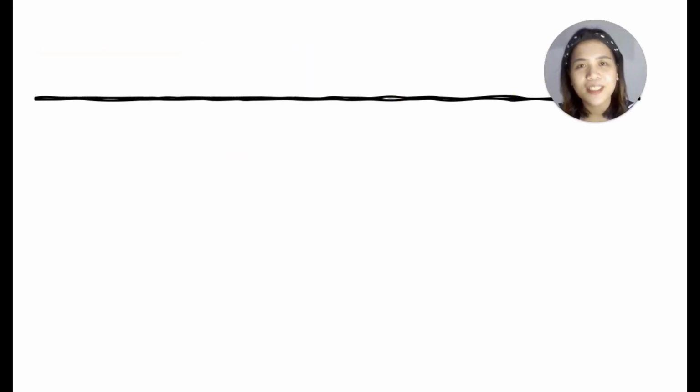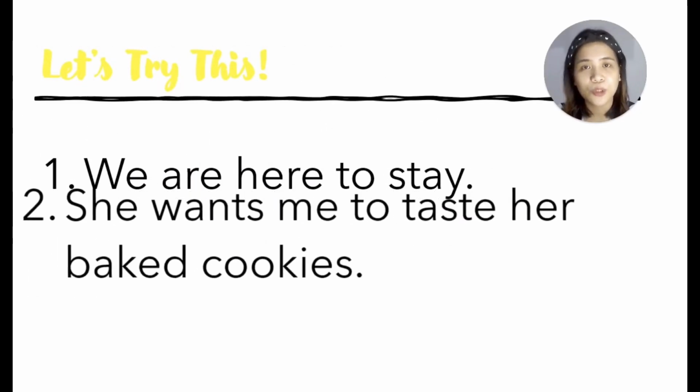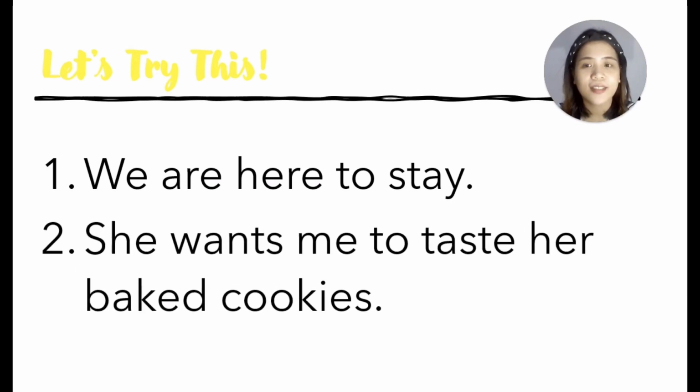Let's read the following sentences and identify the pronouns in each sentence. Number 1, we are here to stay. And number 2, she wants me to taste her baked cookies. So keep in mind, again, the definition of pronouns that it replaces a noun. So what words there refer to people, that instead of having names of people, you use this word. Let us now reveal the answers.